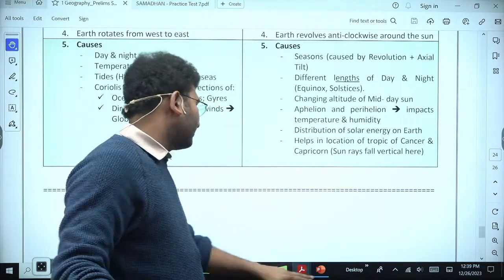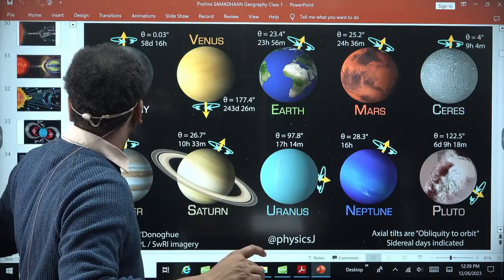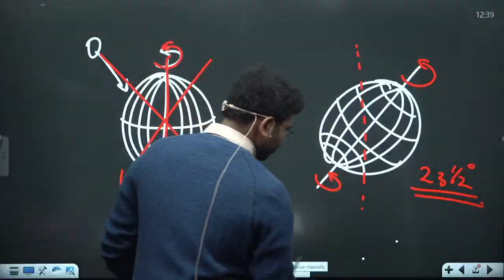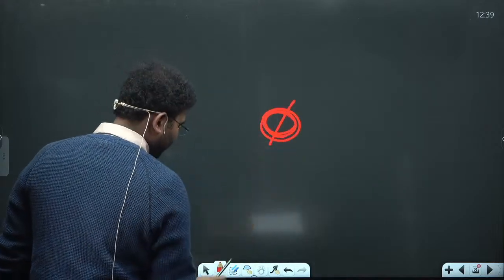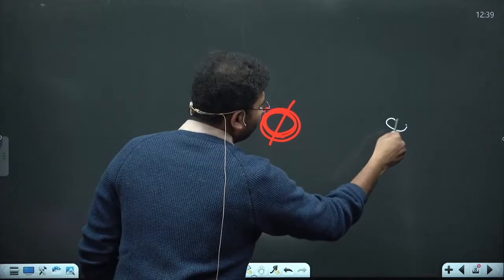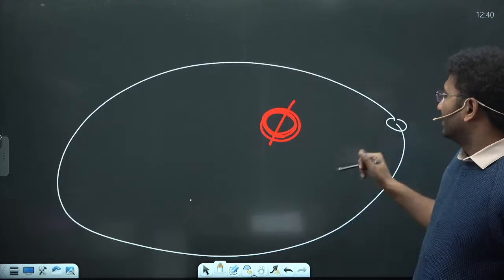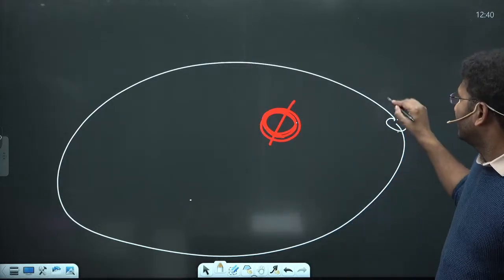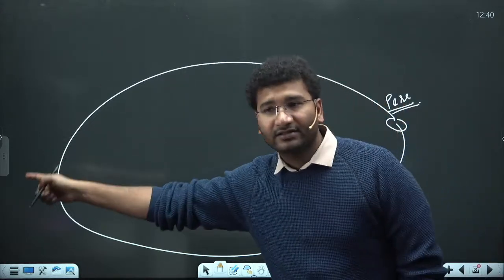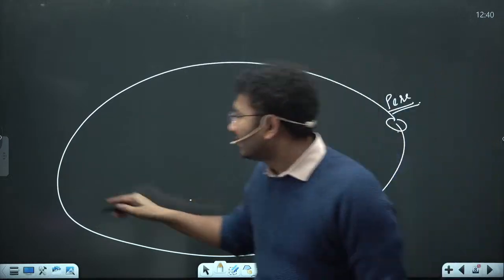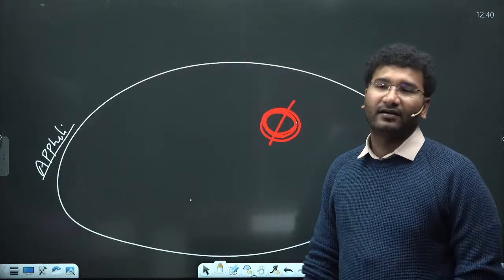In simple terms, the orbit of any celestial body is not circular in nature. See here. Imagine this is your sun, right? The body that is orbiting around the sun is not circular. It is elliptical. When this particular body is near, it is called perihelion. And if this body is farthest from the sun, then this is called aphelion. Perihelion and aphelion are these two concepts.